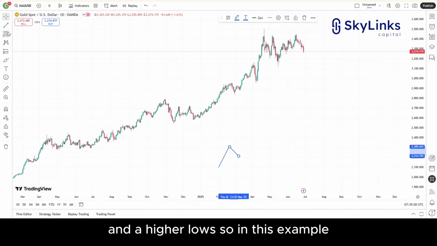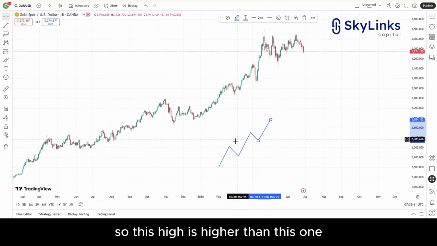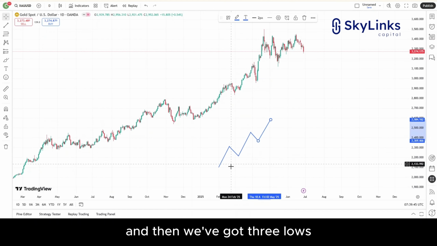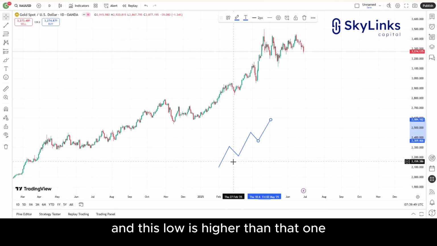So in this example, we've got 3 higher highs. So this high is higher than this one, this high is higher than this one. And then we've got 3 lows. So this low is higher than this one, and this low is higher than that one.